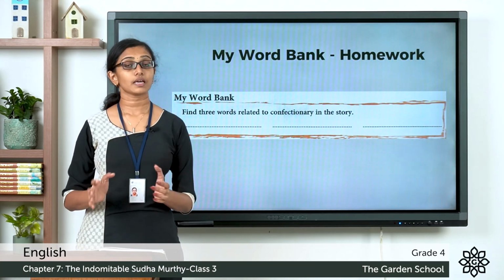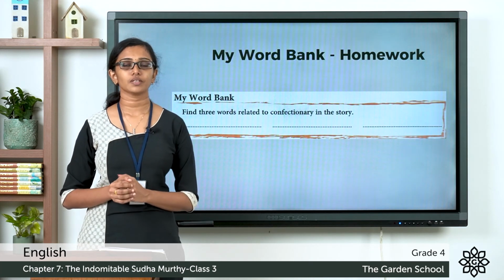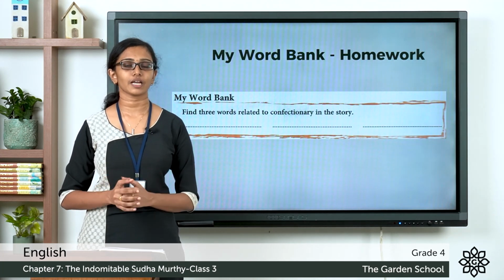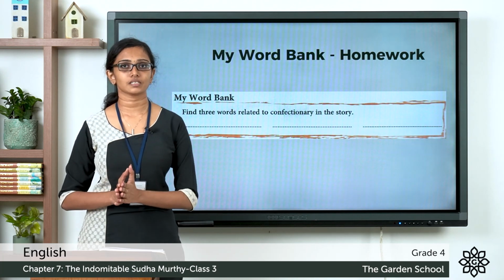So children, we have come to the end of the chapter, the Indomitable Sudha Murthy. We have also seen the exercises from the same. I hope the story as well as the exercises are clear to you.